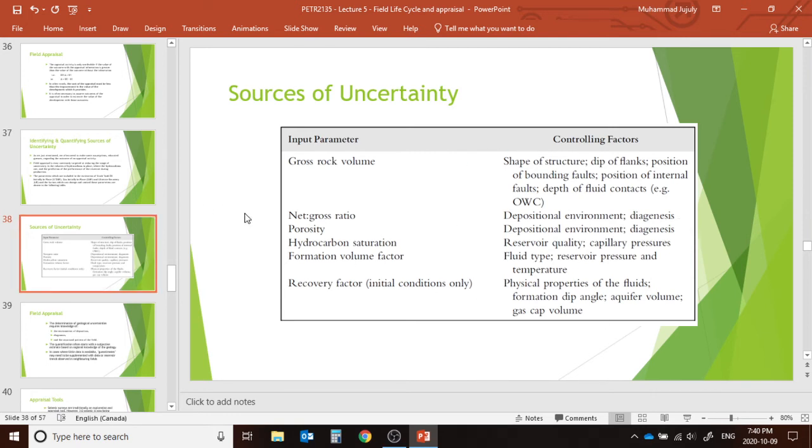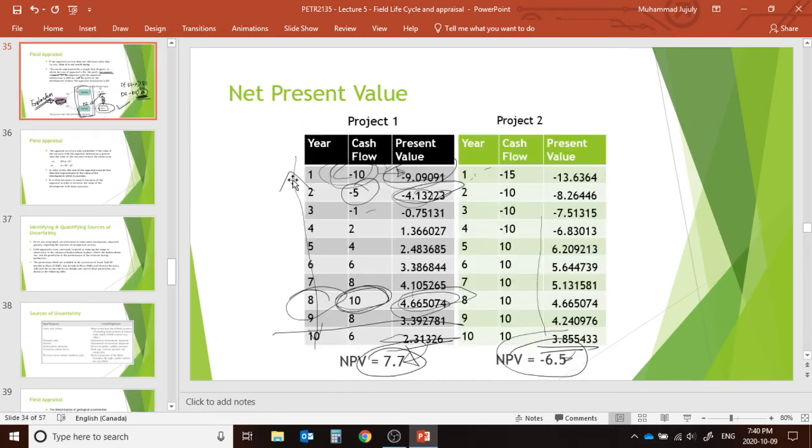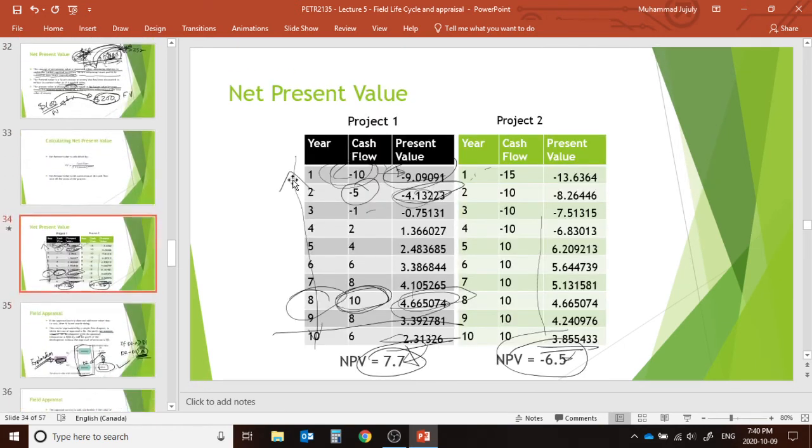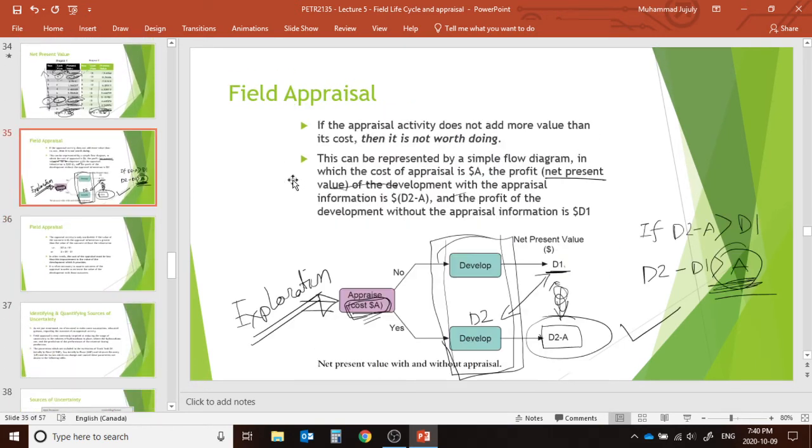So the objective of the appraisal is to reduce this uncertainty, and by using this information we would put it in this formula. Where is that formula? Here. And then we'll develop something like that.